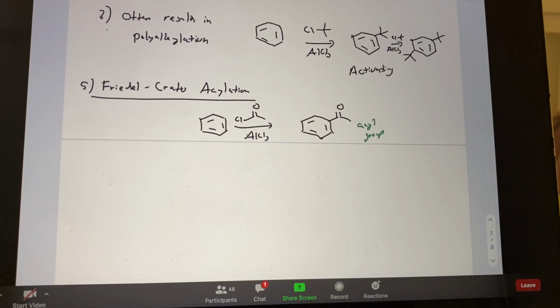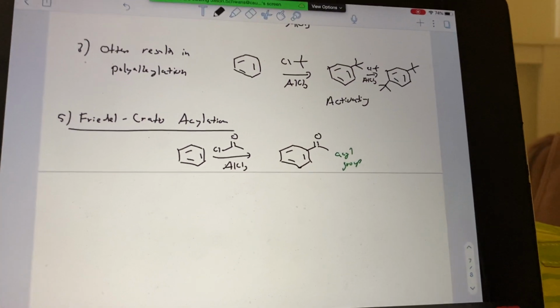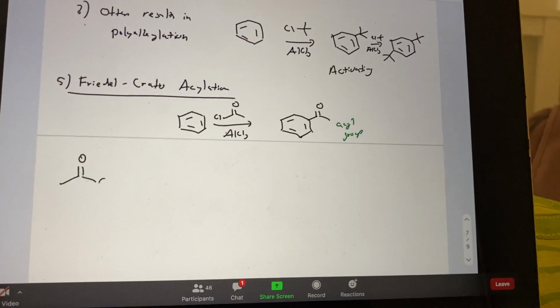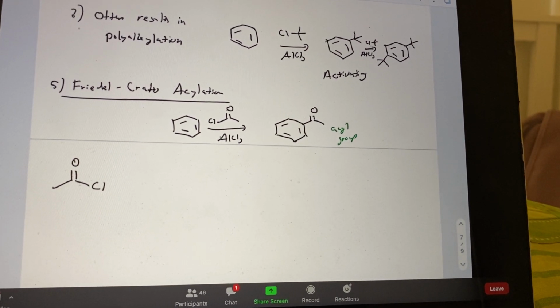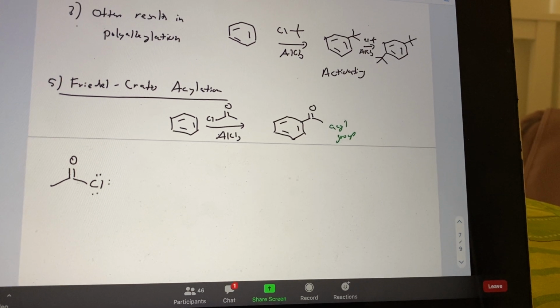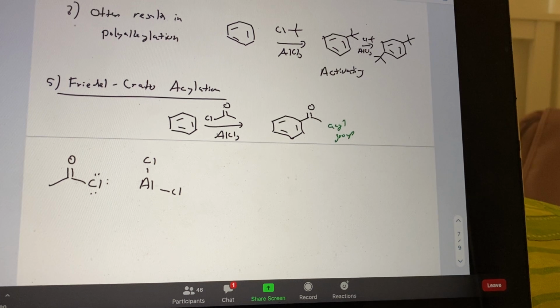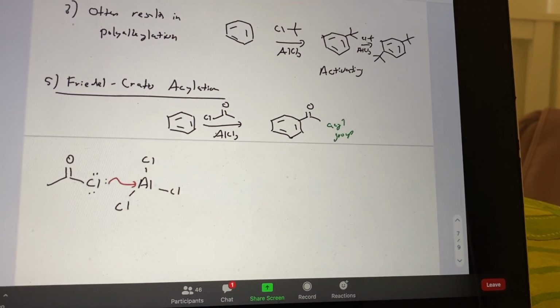So the mechanism will be the same as what we've seen before, except for generating a strong electrophile. And now I guess I'll flip the acyl chloride. Notice this is an acid chloride or an acyl chloride, just like we saw with all those carboxylic acid derivatives. Chlorine has all of these lone pairs of electrons. Aluminum trichloride, probably doing something similar to what we've seen already. So let's have a Lewis acid-base reaction happen.